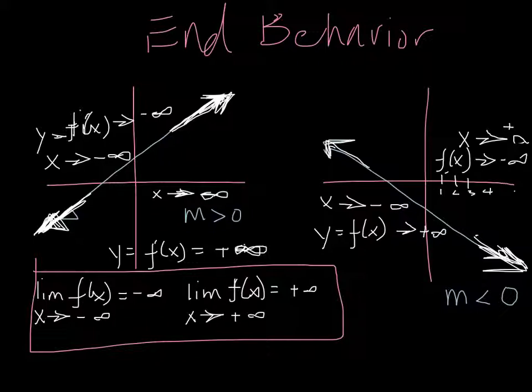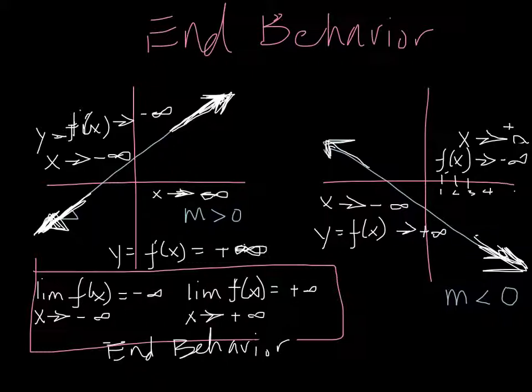These are just an easier, neater way of writing what the ends of my graph are doing. I kind of took up the whole graph defining that, but I can write my notation, and this is how you notate end behavior. Okay, that was the end behavior if my slope is positive.